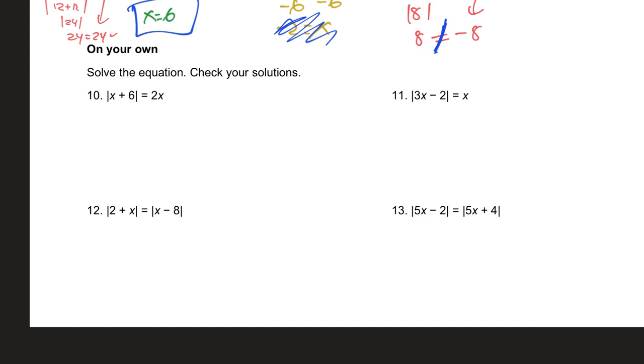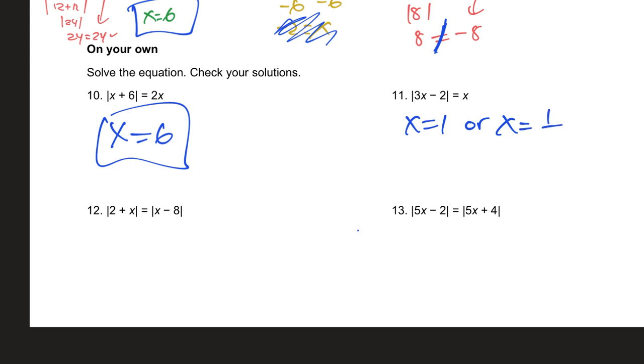All right. I did these really quickly. Let's hope I didn't mess up, but I got for number 10 that you should have had only one answer, which was x equals 6. And then for number 11, I got that you should have x equals 1 or x equals 1/2. So you actually had two answers for that one.